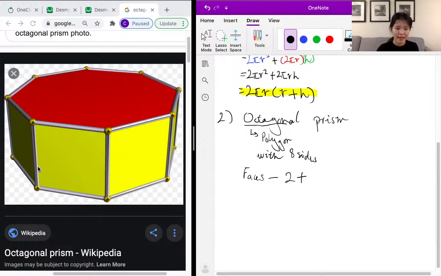And each face of the octagonal prism on its side, like so, actually has one of its widths as a side of the top octagon and the bottom octagon. So since the octagon has 8 sides, we would have 8 rectangular faces on the side of the octagonal prism. So in total, an octagonal prism has 8 plus 2 or 2 plus 8, which is 10 faces.